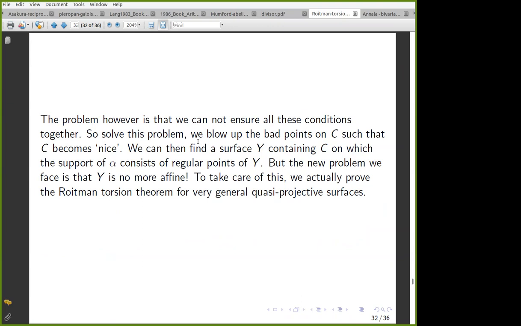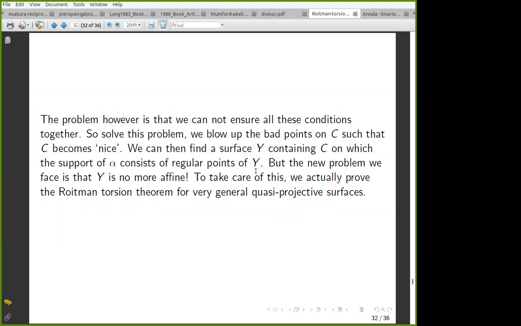To solve the problem, we blow up the bad points of C, such that C becomes nice enough. In particular, every component of C becomes regular along the regular locus of X, and the components intersect transversely. Suppose we can do that; by blowing up, you can do that along this regular locus. But then we can find a surface Y which contains C and on which the support of alpha consists of regular points of Y.